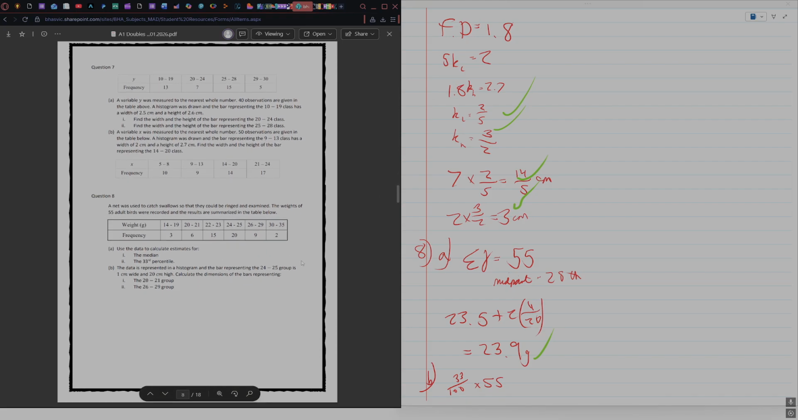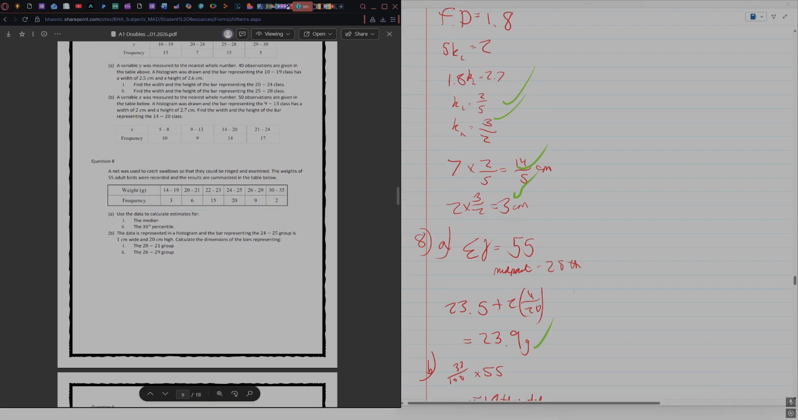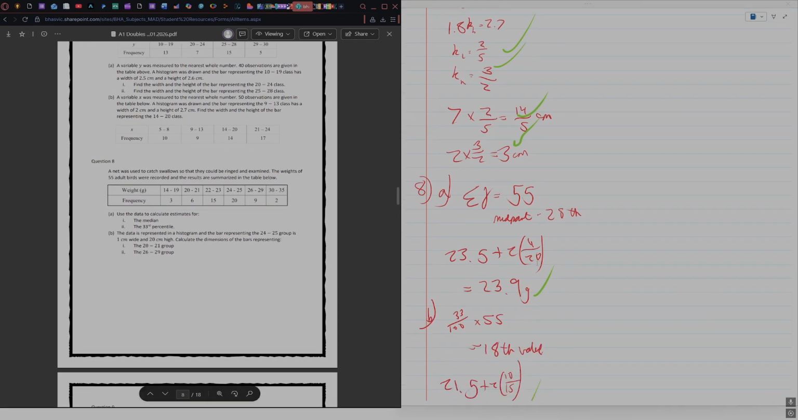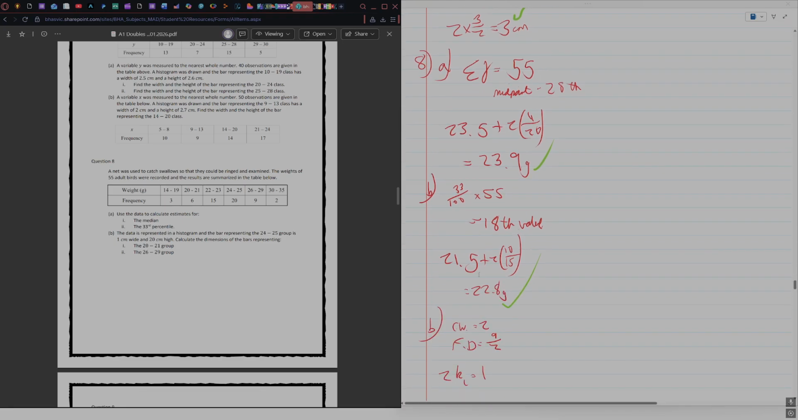Next, we have some more stats. The first part isn't that bad. You just do some interpolation. Not very interesting, but just do some interpolation here. Not really going to explain it.